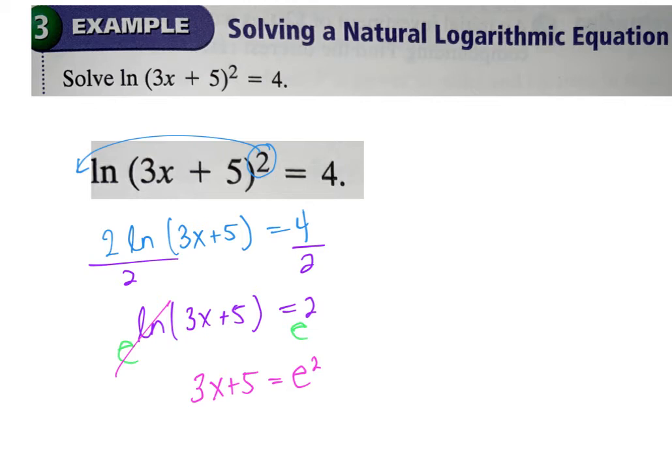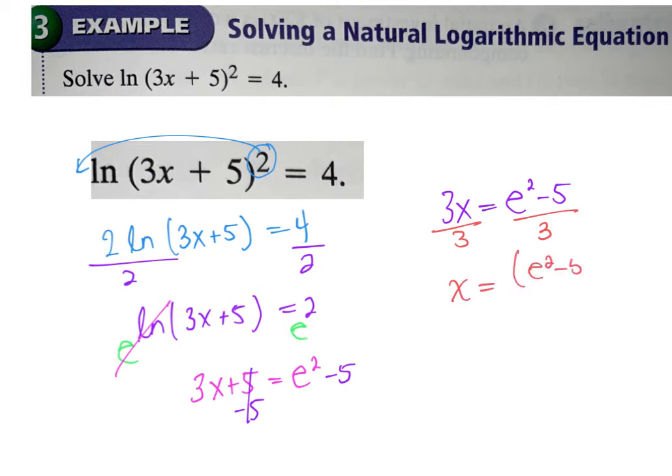I am solving for x, so what do I need to do to continue to solve for x here? Subtract the 5. All right, so I have 3x equals e squared minus 5, and then my last step here, divide by 3. And so x equals, and you can put this into your calculator, you will need parentheses here: e squared minus 5, close parentheses, divided by 3. But when you do that, you should get, rounded to the nearest thousandths place, 0.796.